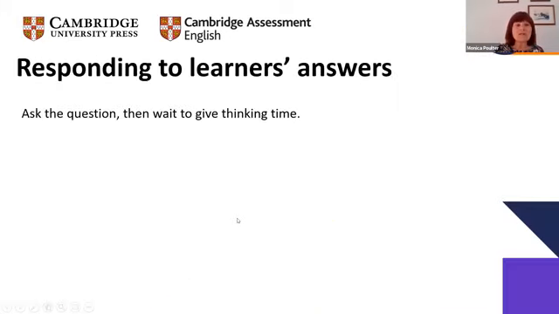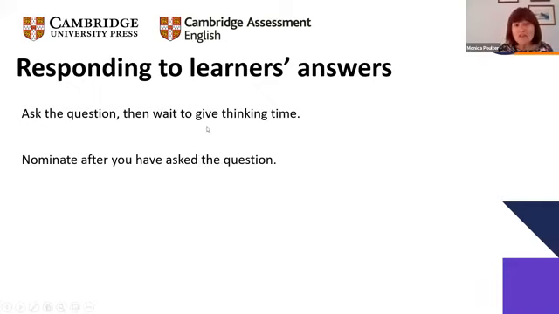And a final point, just when you're responding to what learners say in the class, when you ask a question, give thinking time. Very often we ask a question and we take the answer too quickly. So the cleverest learner has answered the question and the others have not been given the opportunity. So count maybe up to 7 seconds, and then nominate after you've asked the question. So don't nominate first, because otherwise all the learners go to sleep. So ask the question, then nominate somebody to answer.